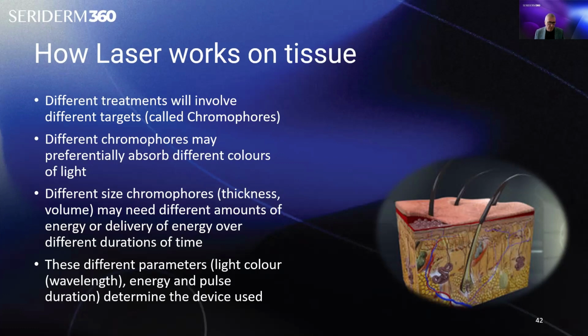Different sizes of chromophore require different amounts of energy or heat to be delivered over different pulse durations. So depending on the size of the chromophore, that determines the amount of time we're going to deliver the energy over. And then these different parameters, the wavelength, the energy, and the pulse duration, will determine the type of device that we need to use to deliver these results.